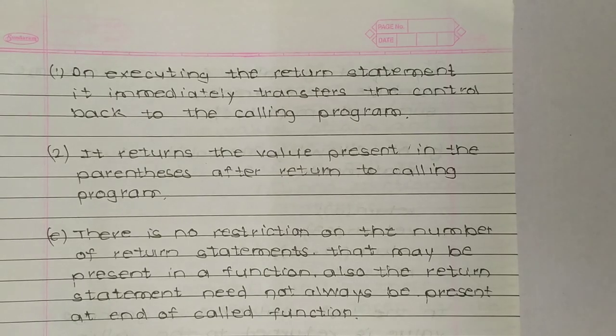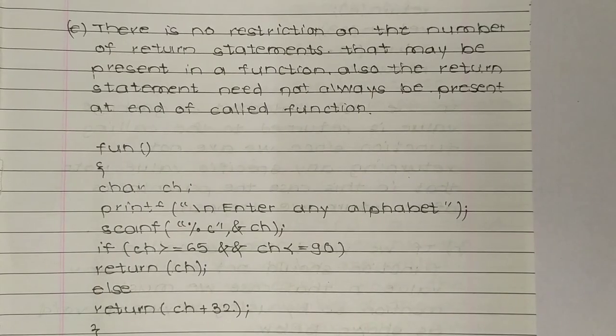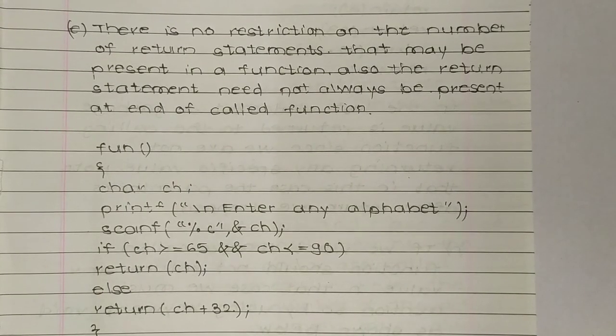Now, there is no restriction on the number of return statements that may be present in a function. That means there can be multiple return statements in a function. Also, the return statement need not always be present at the end of the called function.